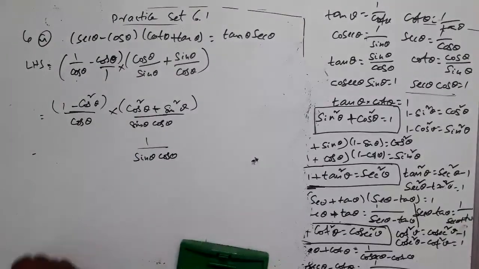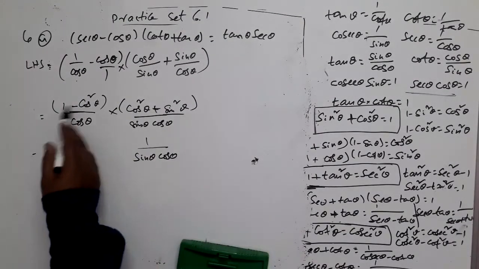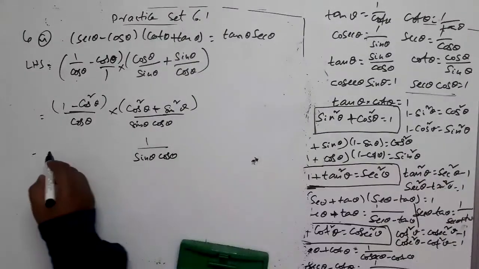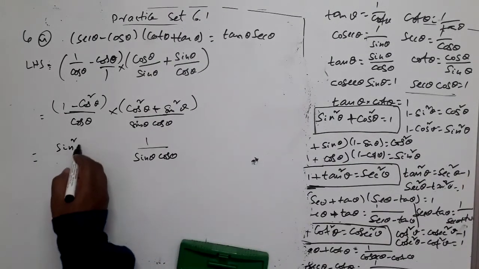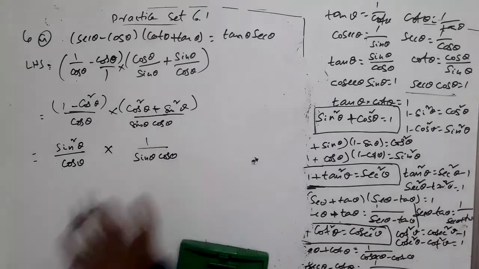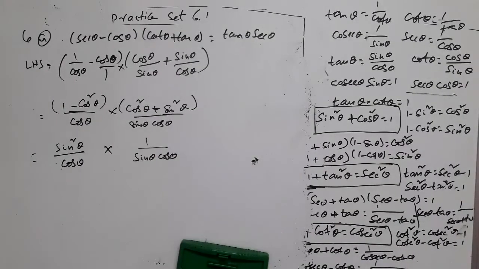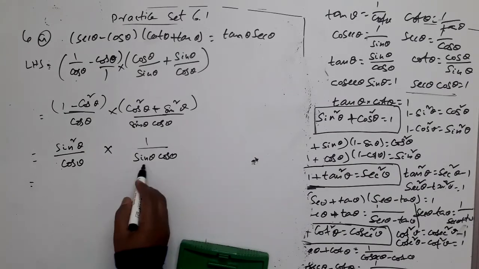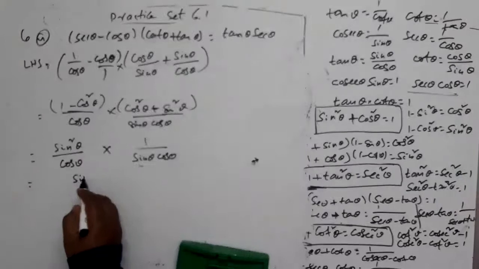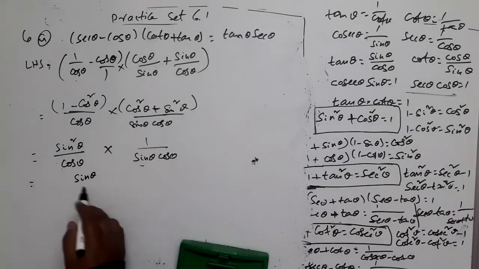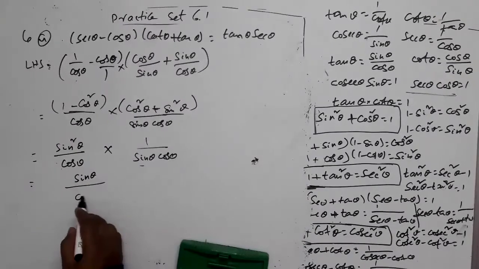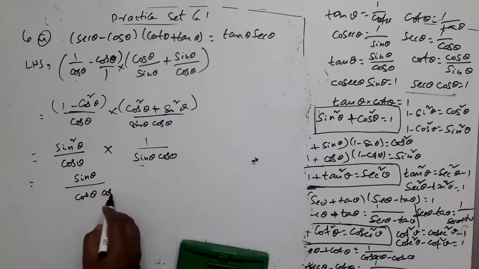What is this one? 1 minus cos square theta. Yes, again from first identity, 1 minus cos square theta can be replaced by sin square theta. So this is sin square theta by cos theta multiplied by this. Yes, let us simplify further. This is sin theta, this is sin square theta. Can I cancel one sin theta? So what will be remaining? Sin theta will be remaining in the numerator. Upon cos theta is remaining, cos theta is remaining here. So this is cos theta multiplied by cos theta I am writing.